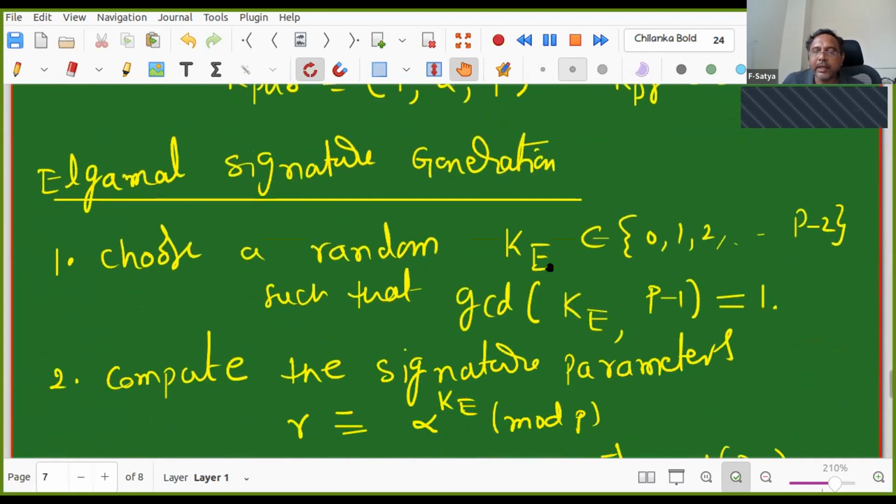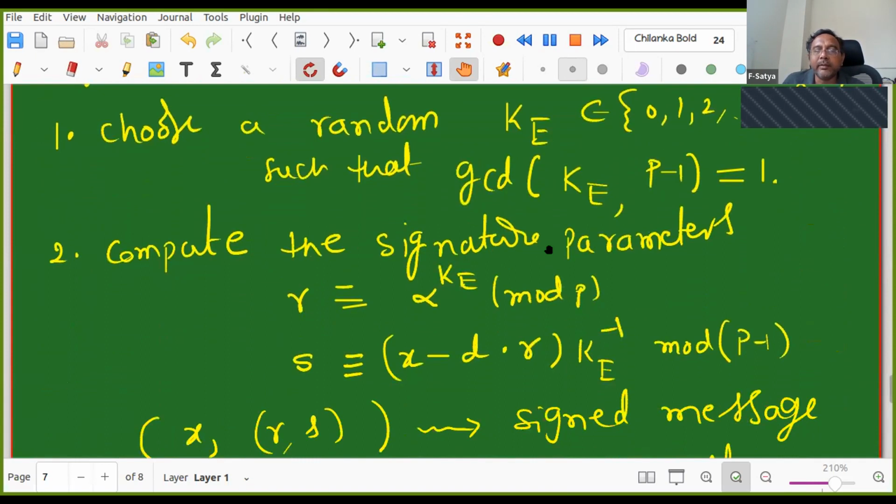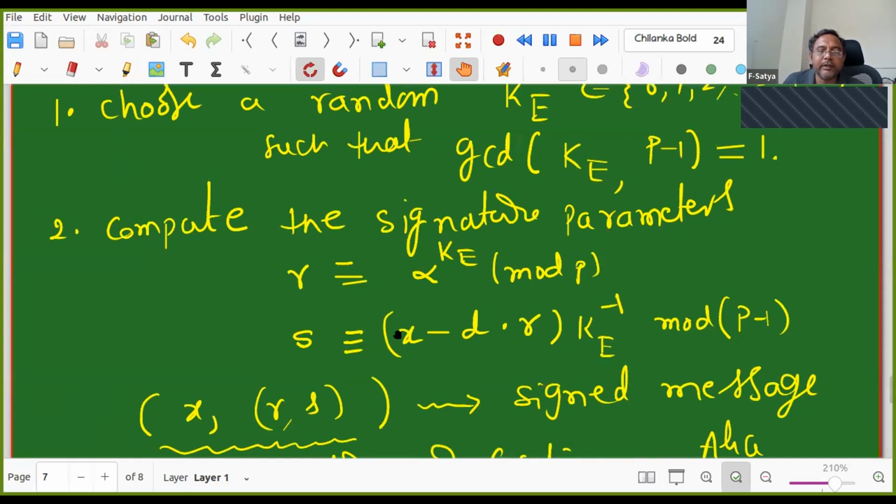Choose a random KE belonging to 0, 1 up to P minus 2. This is the thing that helps us prepare different digital signatures. So GCD of KE comma P minus 1 equals 1. Now compute the signature parameters. We compute KE inverse, but don't worry, Ankita told KE inverse, so we can use it at any place. R and S are computed.